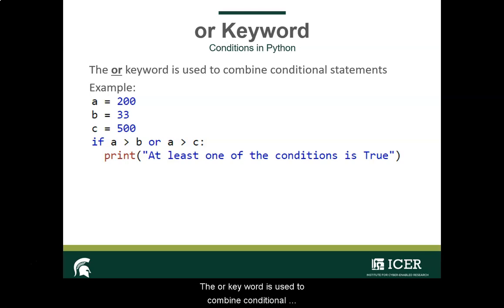The or keyword is used to combine conditional statements so that if one of the statements is true, the code will be executed. So again, I've defined my variables. I've changed my if statement, so if A is greater than B, and it is, or A is greater than C, which it is not, then we're going to print this statement. And so you'll notice this code runs because of the or statement. If you change the or to an and, now the print statement does not execute.